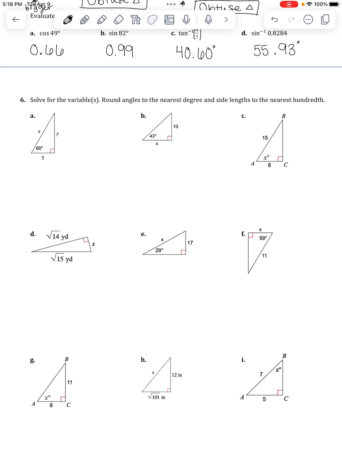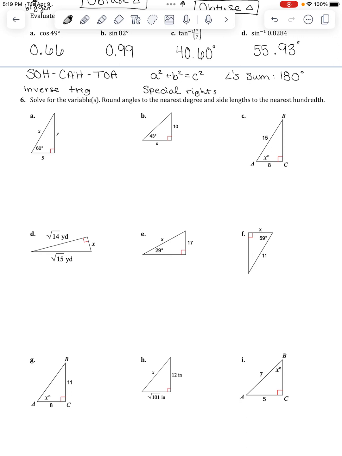Now we're moving into solving. Now, when solving, we've got a number of tools we can use. We have our SOHCAHTOA, our trigonometry, in other words. We have Pythagorean theorem. We have the fact that angles have a sum of 180 degrees. We have inverse version of trig. And technically, we also have special right triangles.